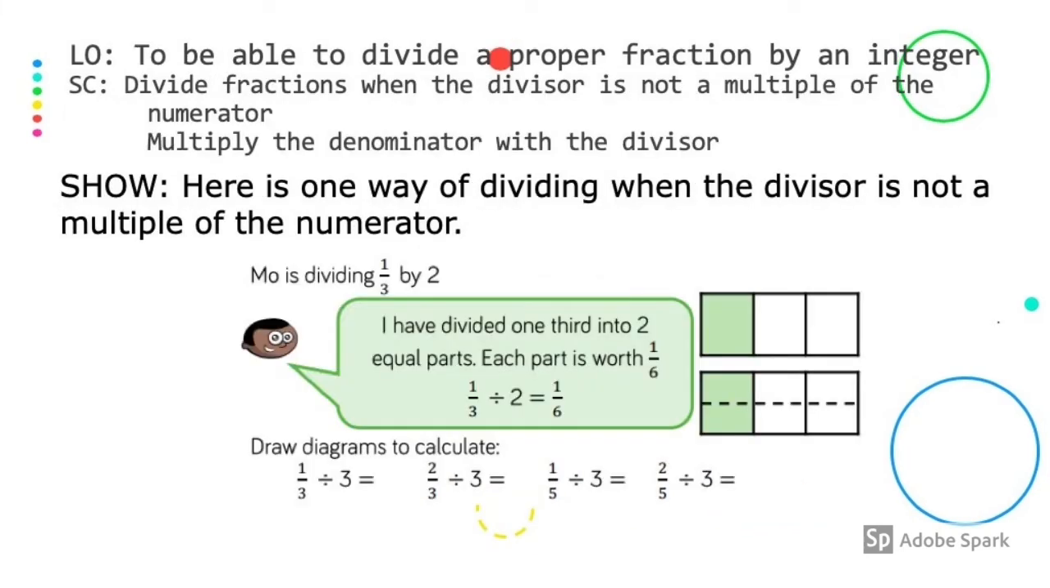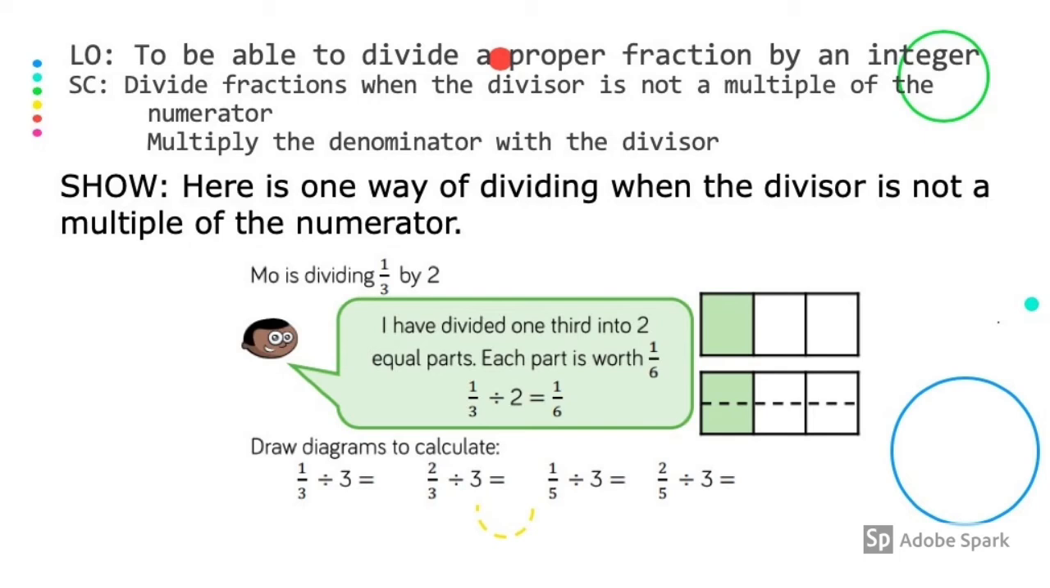Now we've had a look at dividing fractions when the divisor is a multiple of the numerator, we're going to look at dividing fractions when the divisor is not a multiple of the numerator. So basically the divisor can't fit into the numerator in equal parts. Right, Mo is dividing 1/3 by 2, and he's used bar charts to help him. He has divided 1/3 into 2 equal parts, and he says that each part is worth 1/6.